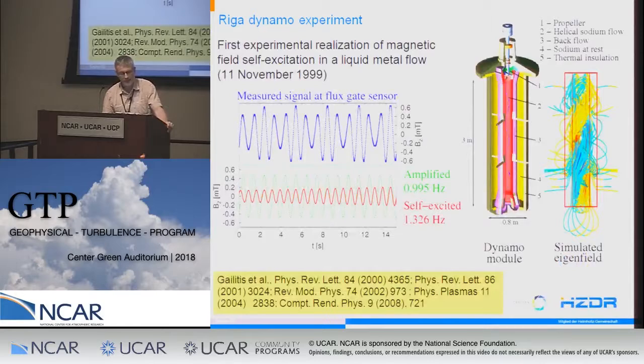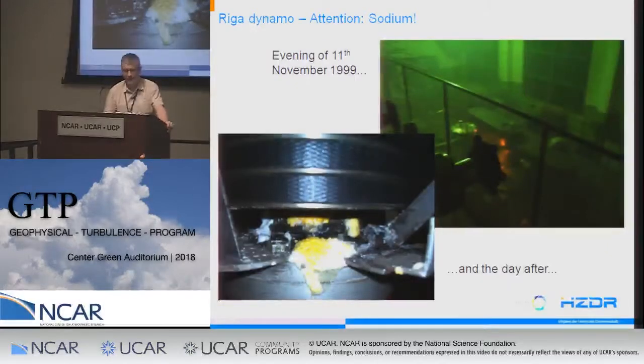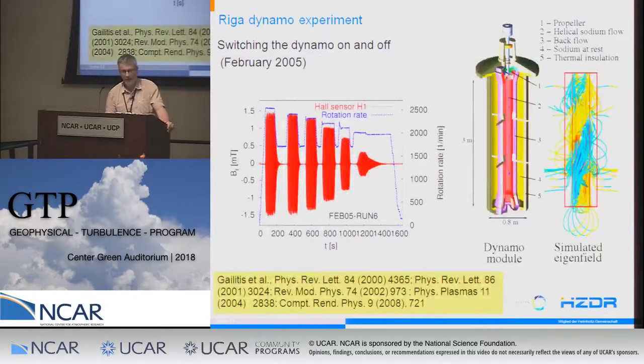The first experiment took place in November 1999. We indeed observed for 15 seconds at least a self-excited magnetic field, and then we had to switch off the experiment for that reason. You see here a little fire, some sodium came out of the bearing here, and we had to stop the experiment. And you see here some sodium oxides and hydroxides the next morning. So we had to stop this experiment for half a year. And then we could continue with the experiment.